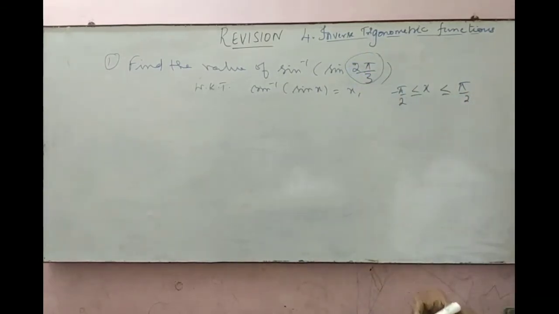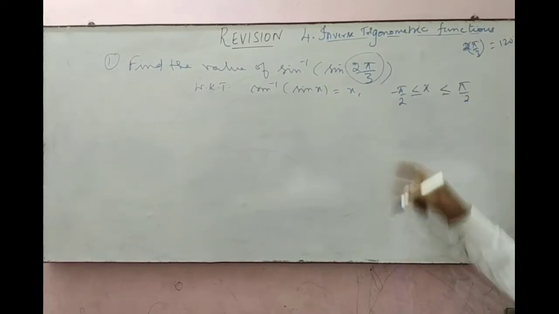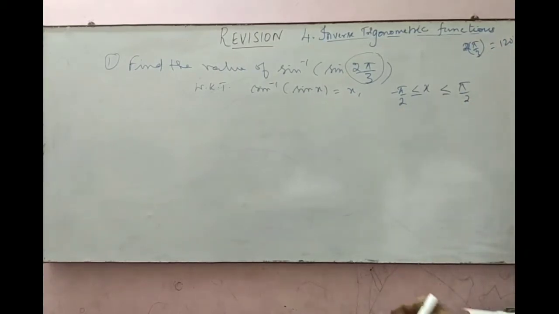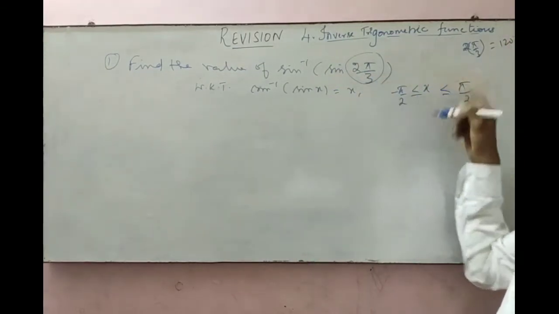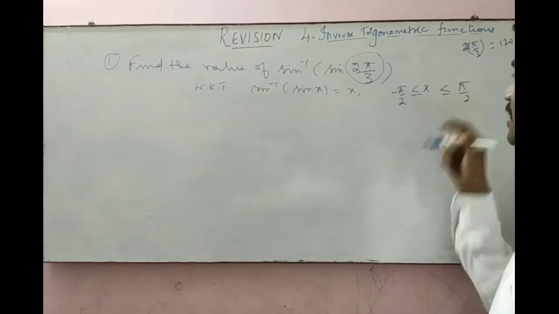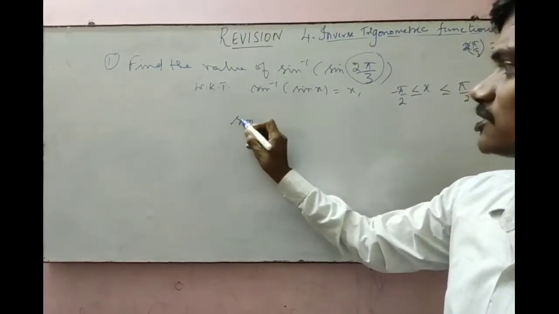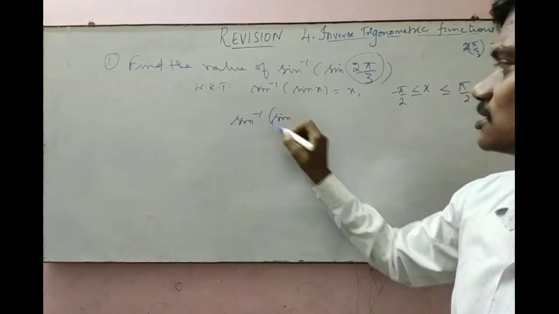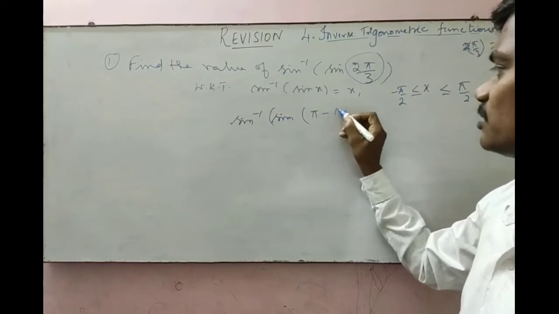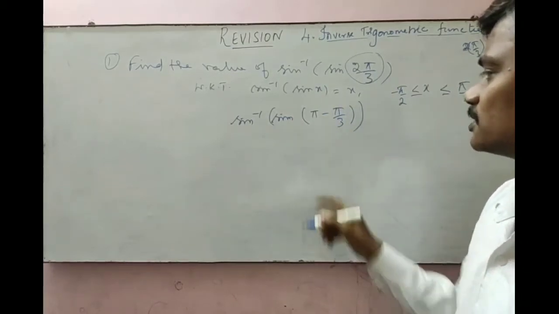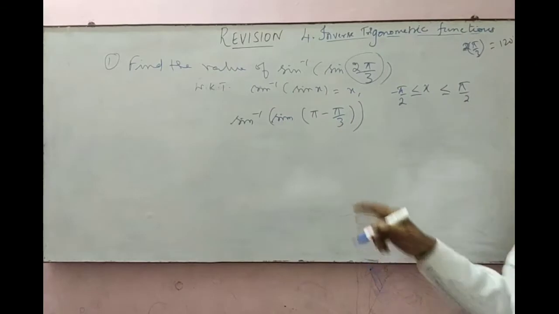What is the value of 2 pi by 3? 2 pi by 3 is 60 degree, 60 into 2, 120 degree. 120 degree does not lie between minus pi by 2 to plus pi by 2. So we have to convert this 2 pi by 3 in between minus 90 to plus 90. So I am going to reduce this to acute angle. Sine inverse of sine 2 pi by 3 can be split as pi minus pi by 3. Pi minus pi by 3 gives 2 pi by 3.